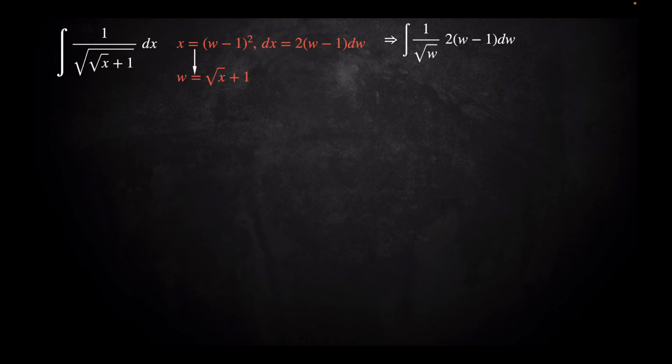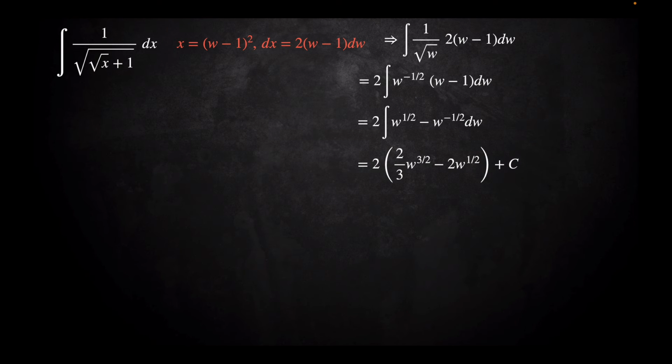So just taking the integral we have there, we can go ahead and rewrite 1 over square root of w as w to the negative 1/2. We can pull the 2 out of the integral. Distribute the w to the negative 1/2. We get w to the 1/2 minus w to the negative 1/2. And I can integrate both of those fairly easily just using the power rule.